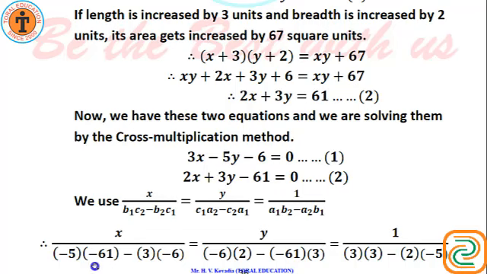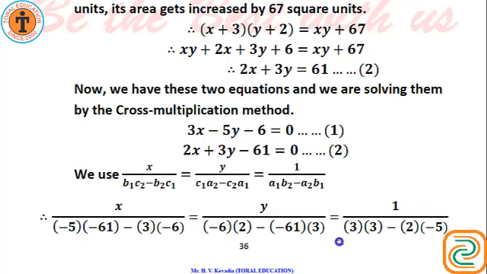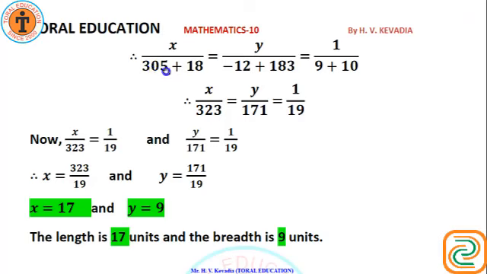Okay, here minus minus plus, this is also minus minus plus, both are plus. Here minus and here minus, minus minus plus, here plus and here minus, minus minus plus. So what is there in this? 305 plus 18 equals y upon minus 12 plus 183 equals 1 upon 9 plus 10. So 305 plus 18 is 323, 183 minus 12 is 171, and 9 plus 10 is 19.